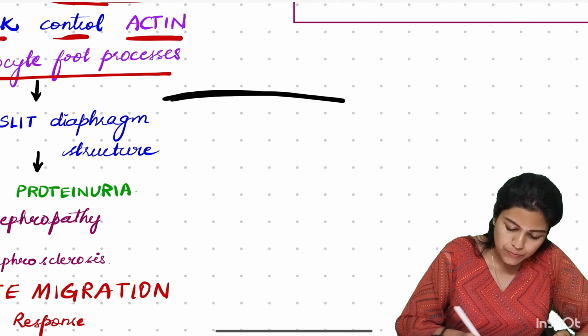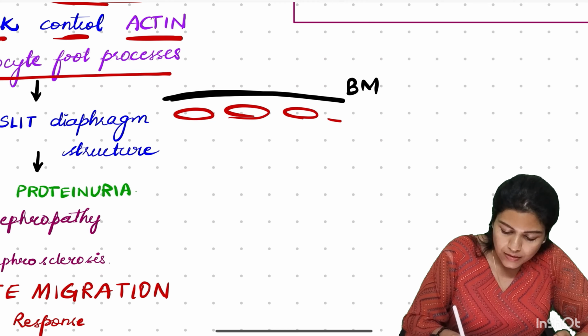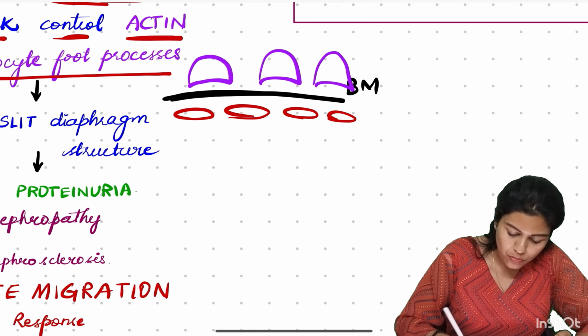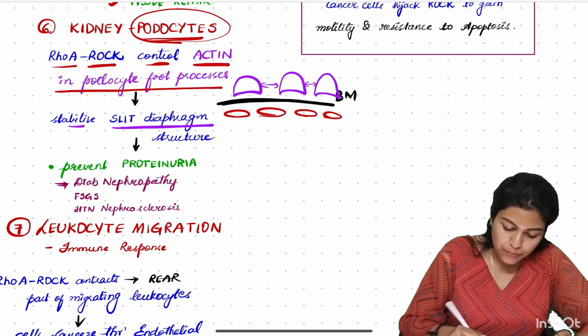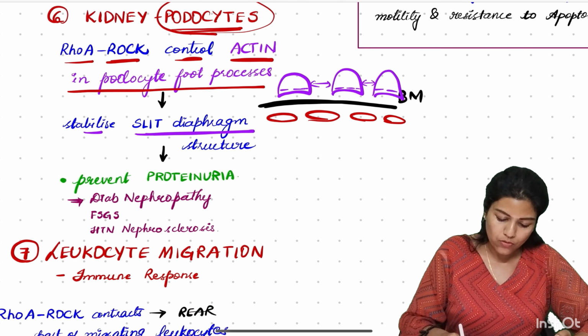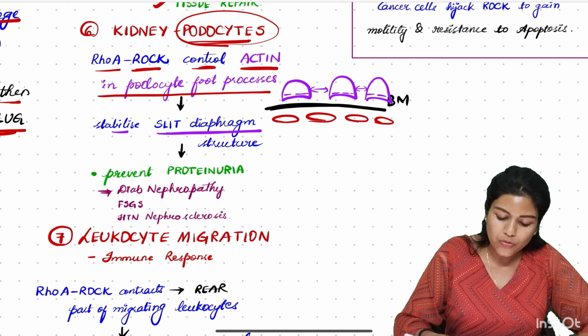This is the basement membrane. These are the endothelial cells. This is the foot process of podocytes. So this gap is the slit diaphragm. So it will stabilize this slit diaphragm by controlling the actin present in this podocyte. It will control the actins of the podocytes and maintain this because of this contraction or relaxation of the podocytes.